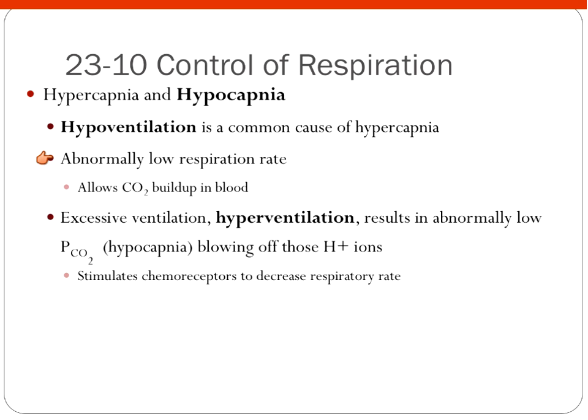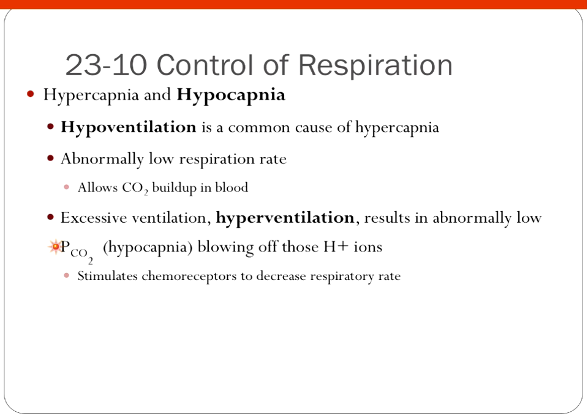So an abnormally low respiration rate, and I'm going to star this because it helps you understand this relationship between hypocapnia, hypercapnia and hyperventilation. Low respiratory rate allows for CO2 to build up in the blood. Excessive ventilation or hyperventilation, the opposite end of hypoventilation, results in abnormally low partial pressure of carbon dioxide. So this is hypocapnia, and you're blowing off those hydrogen ions.